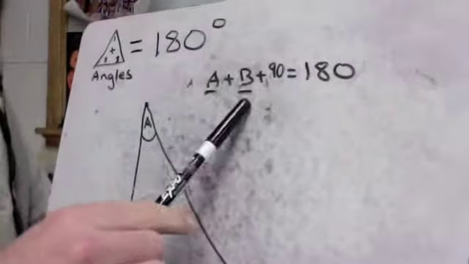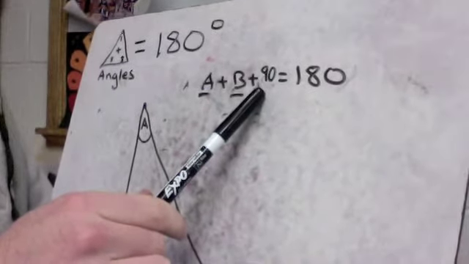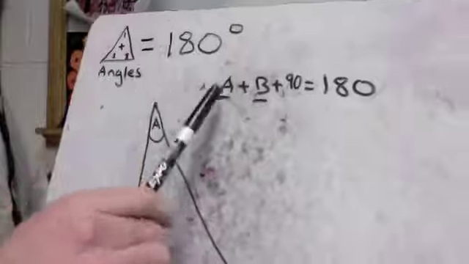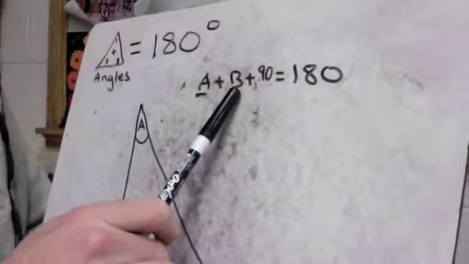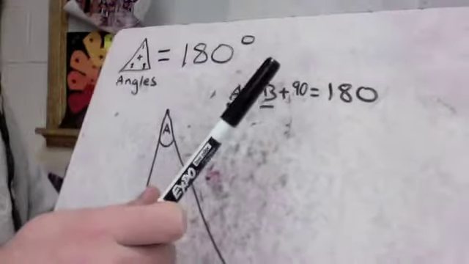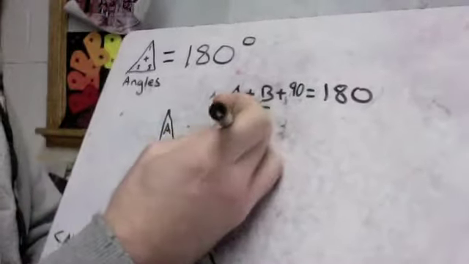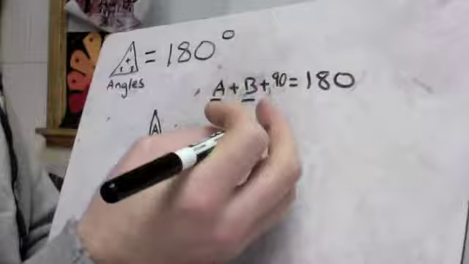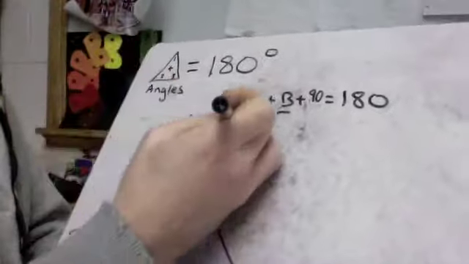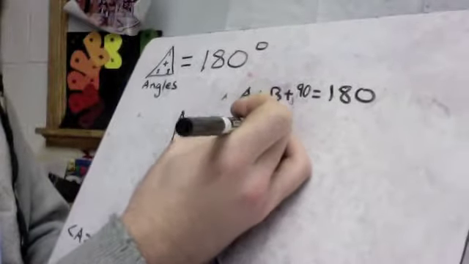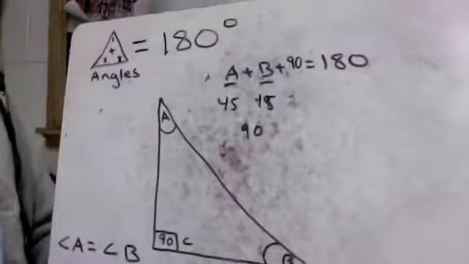Let's say I say 30, 30, 90. Okay? 30 and 30 is 60. 60 plus 90 is 150. Not big enough. 40, 40, and 90. 40 and 40 would be 80. 80 plus 90 is 170. Not big enough. 50, 50, 90. 50 and 50 would be 100. 100 plus 90 is 190. Too big. So it's got to be between 40 and 50. Let's go 45. 45 and 45 is 90. 90 plus 90 is 180, so that would work.